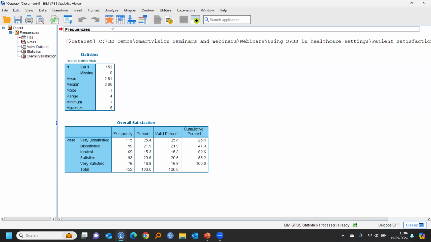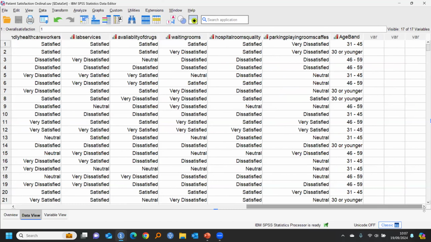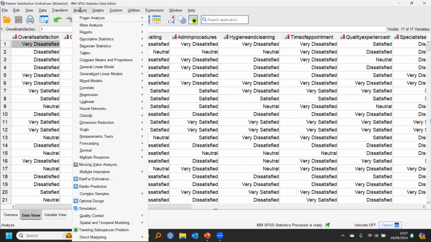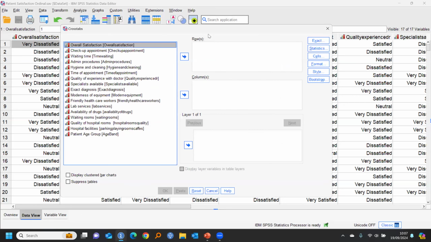So one of the first things we might want to look at is does that satisfaction vary by the levels of another field in here? So we've got a field like age band. And if we want to analyze that, the classic way to do it, given that they're both category fields, is to go to descriptive statistics and call it crosstabs.